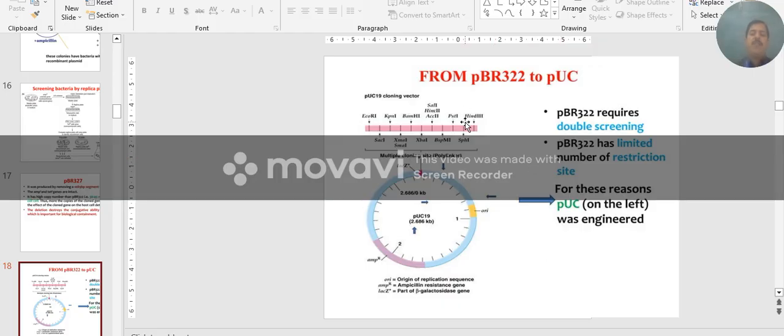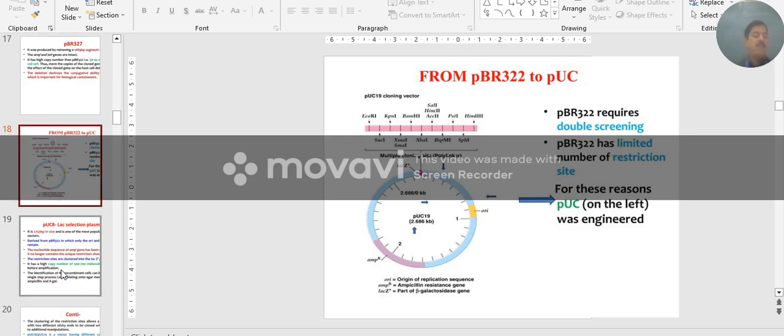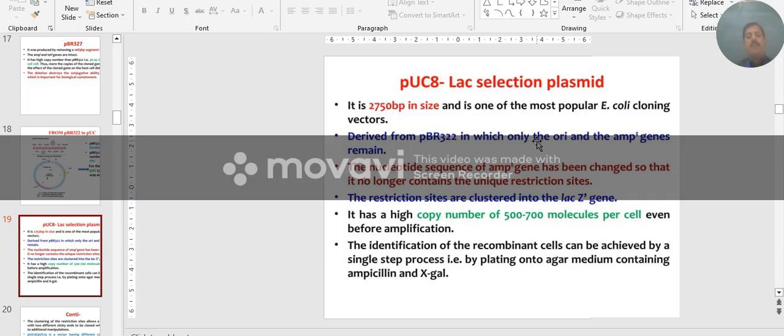Another set of vector molecules derived from pBR322 is the pUC vectors. Now, as you know, pBR322 requires double screening and has a limited number of restriction sites, so for these reasons the newly created pUC vectors were engineered. The pUC vector lacks a selection plasmid. It is 2750 base pair in size and is one of the most popular E. coli cloning vectors derived from pBR322.